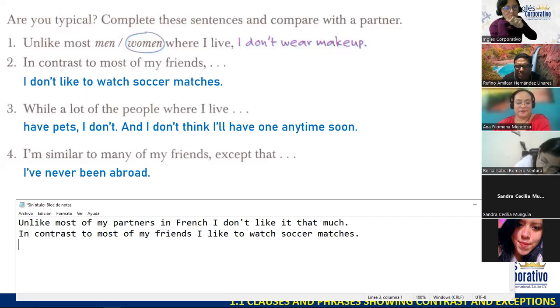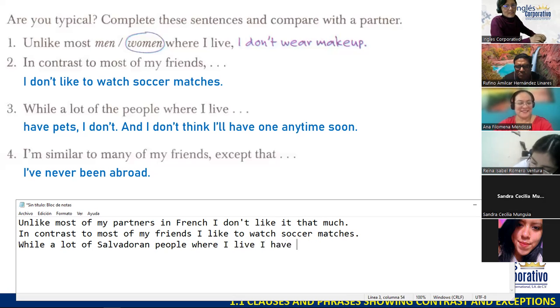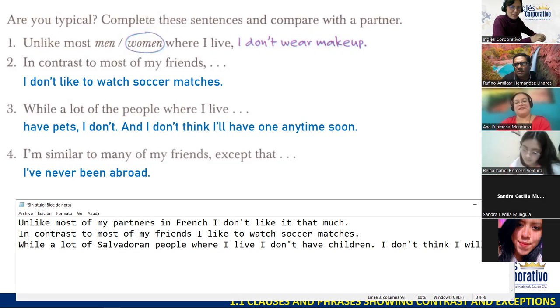Anyone else? Don't be shy. Can I? Yes, definitely. A lot of the Salvadorian people where I live have children. I don't. Okay. And I don't think I will have one anytime soon. I don't think I will have one soon. Okay, very good.